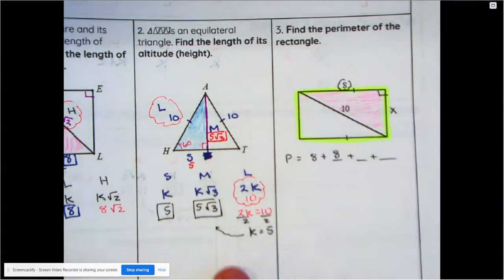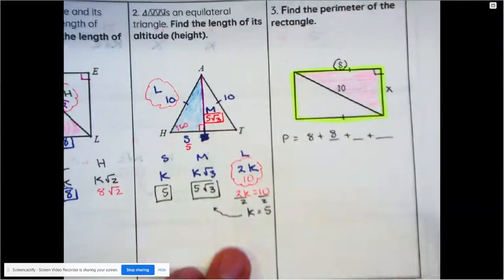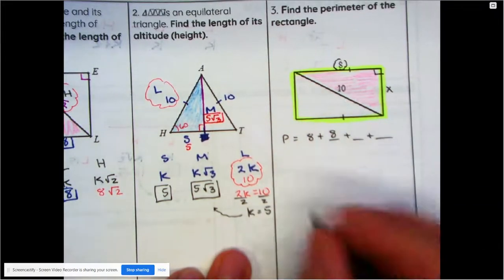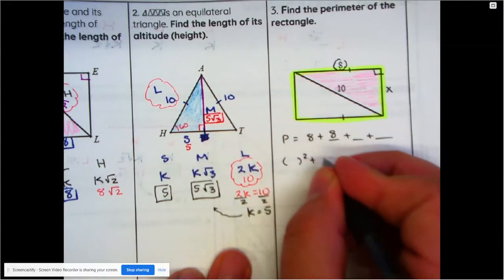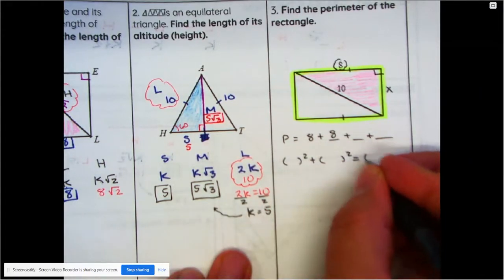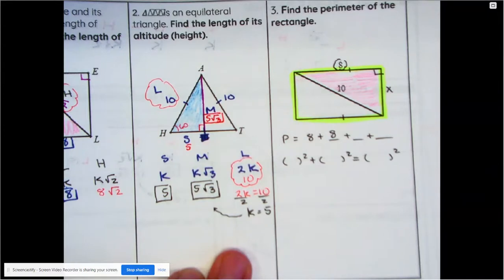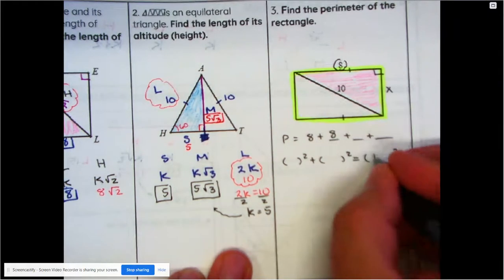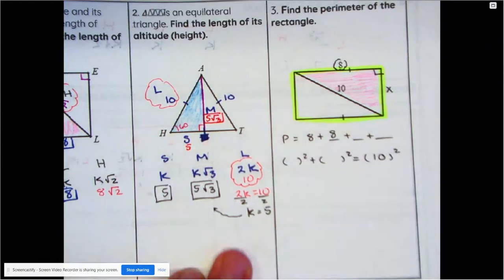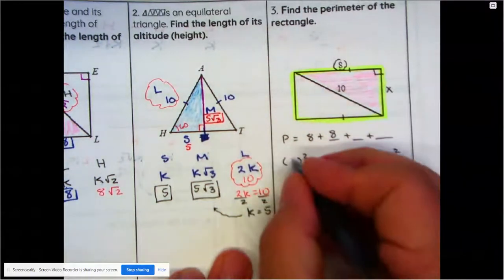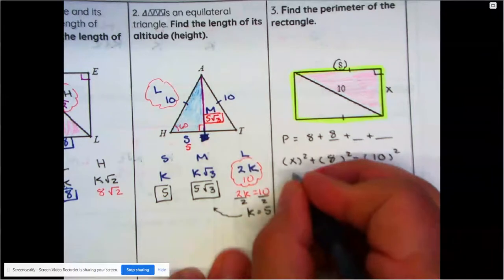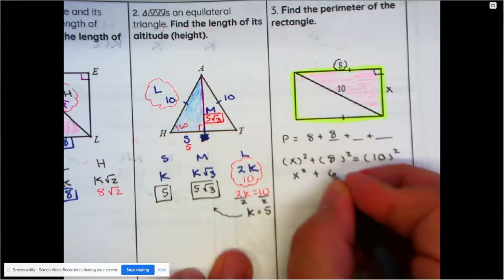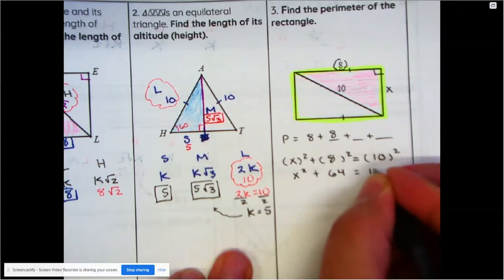It says Pythagorean is available. Nah, there's no 30-60 here. None of that, because we don't have angles. But I can use Pythagorean, something squared plus something squared equals something squared. And my longest side of this pink triangle is the 10. That's the one that goes by itself. The legs are the x and the 8, x and 8. So here we go. x to the power of 2, 8 times 8 is 64, 10 times 10 is 100.